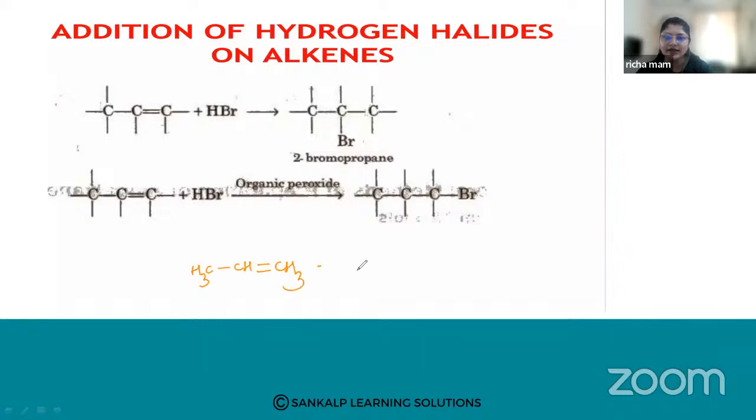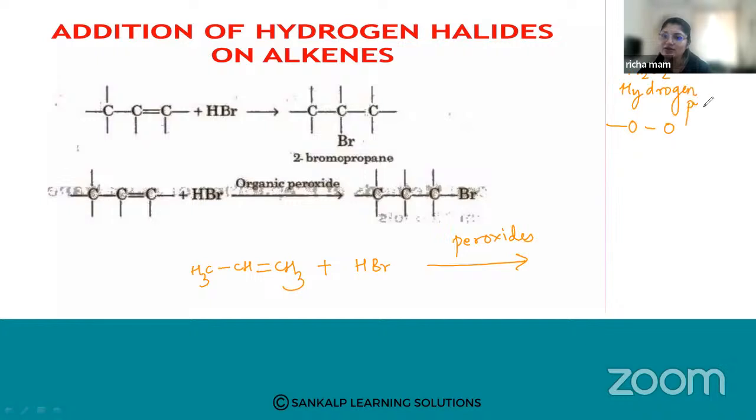Again, I have an unsymmetrical alkene. I am adding a hydrogen halide, but the possibility is that I have a peroxide. Now, what do you mean by peroxide? Peroxide means you have an extra O-O linkage. For example, H2O2. What is this? It is hydrogen peroxide.